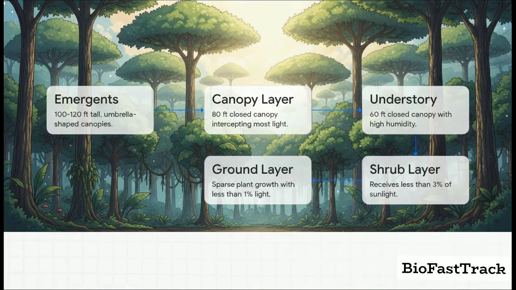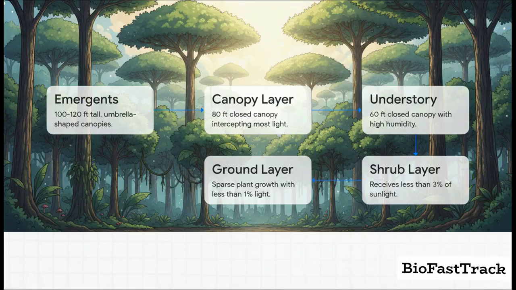We can actually map the floors of this biological building from top to bottom. Way at the top are the emergents, towering trees up to 120 feet tall with massive umbrella canopies. Just below them is the 80-foot canopy layer, which greedily intercepts the vast majority of the light. Next down is the highly humid 60-foot understory. Below that sits the dark shrub layer, receiving less than 3% of the available light. And finally, the ground layer, which is so incredibly dark, with less than 1% light penetration, that plant growth down there is extremely sparse.